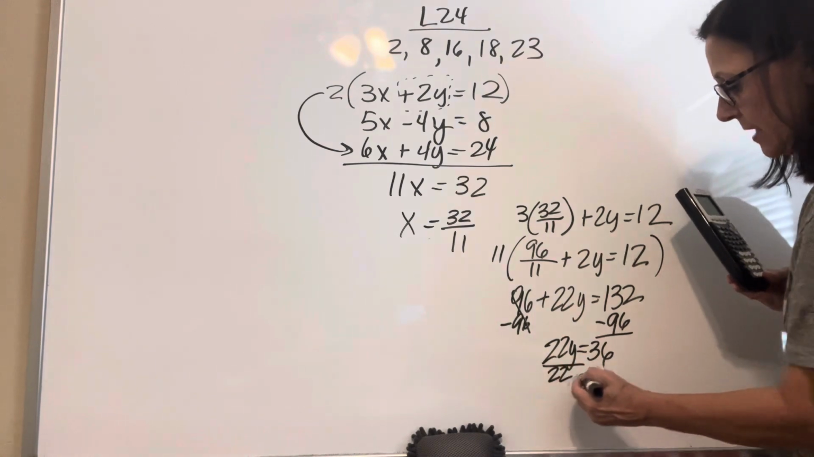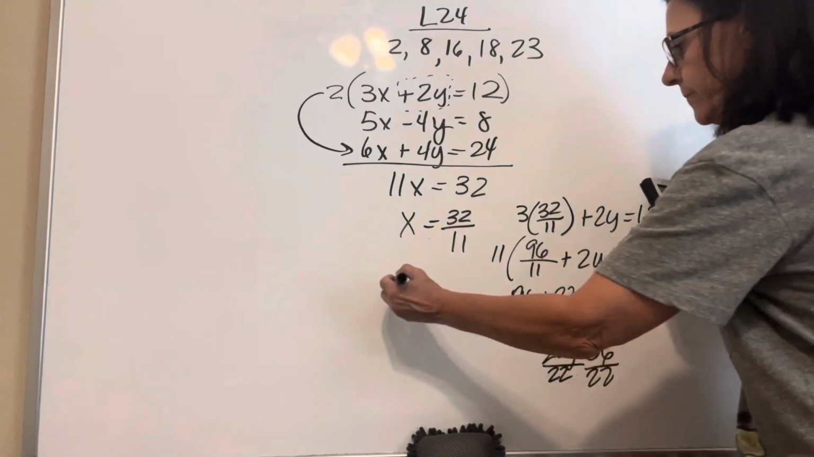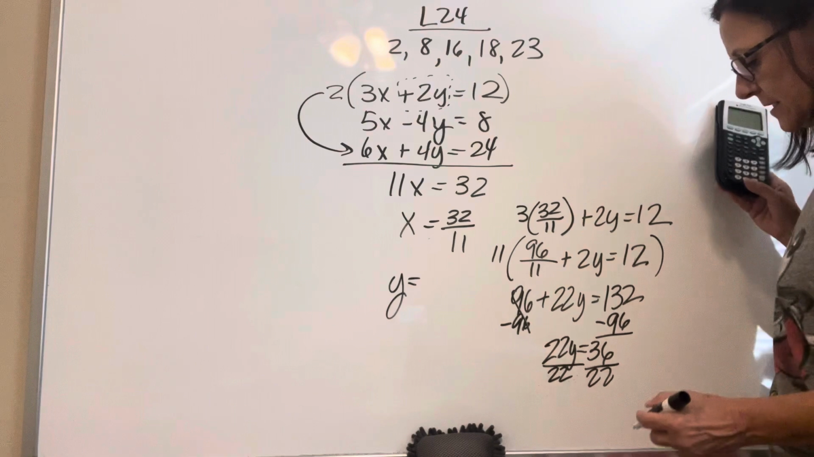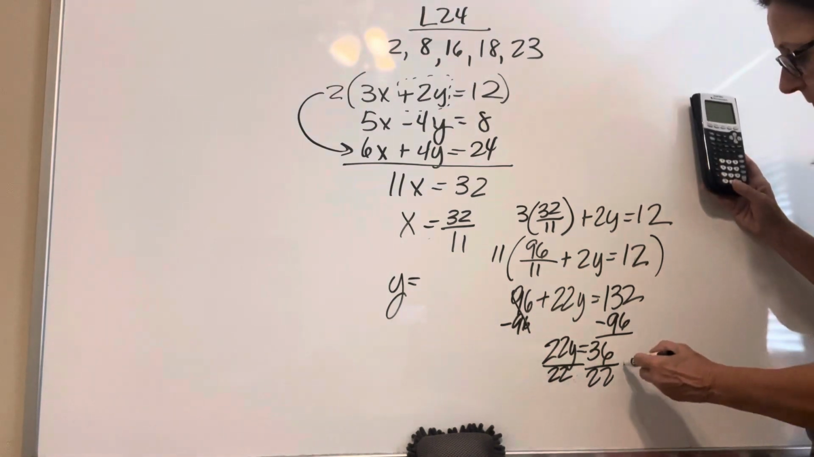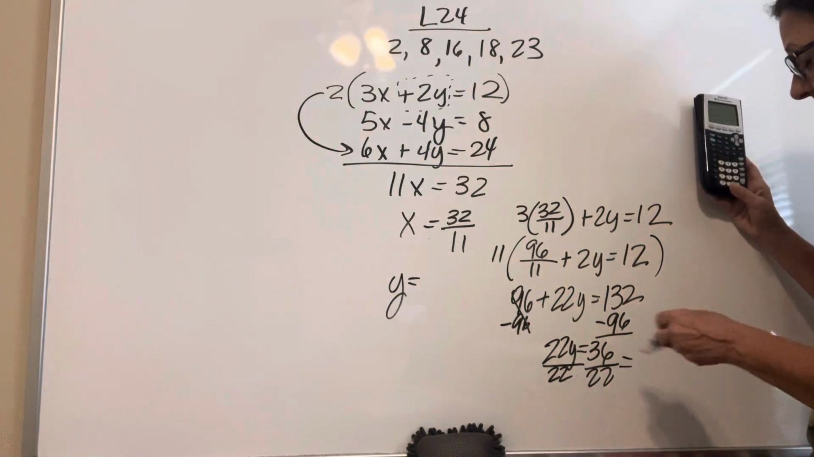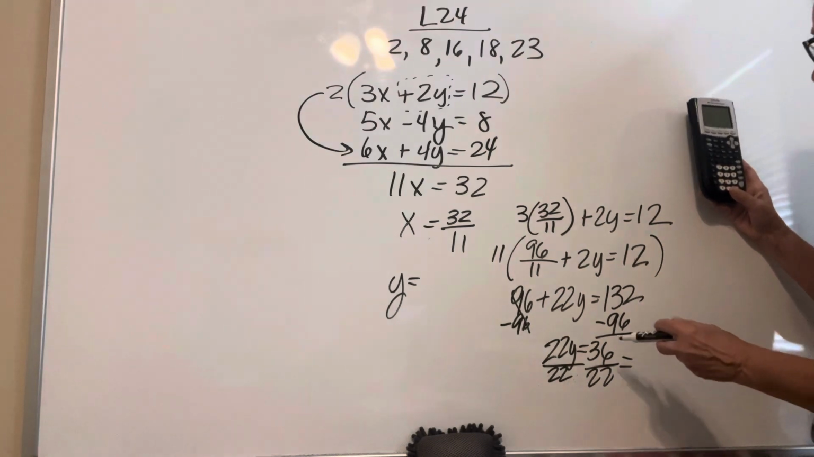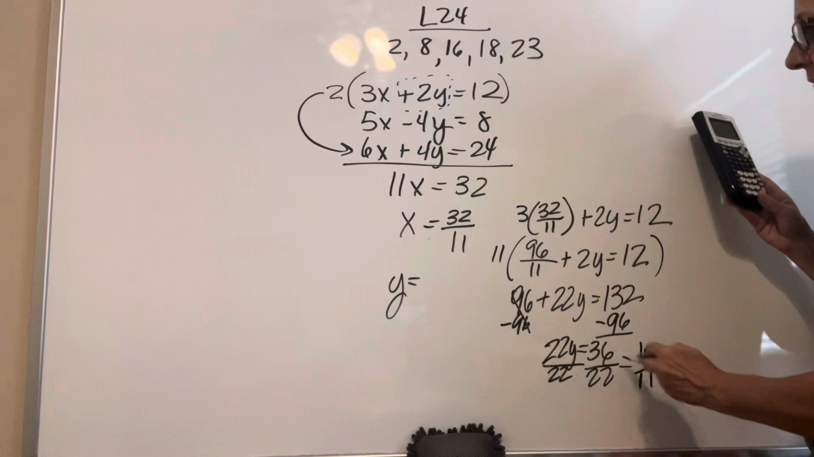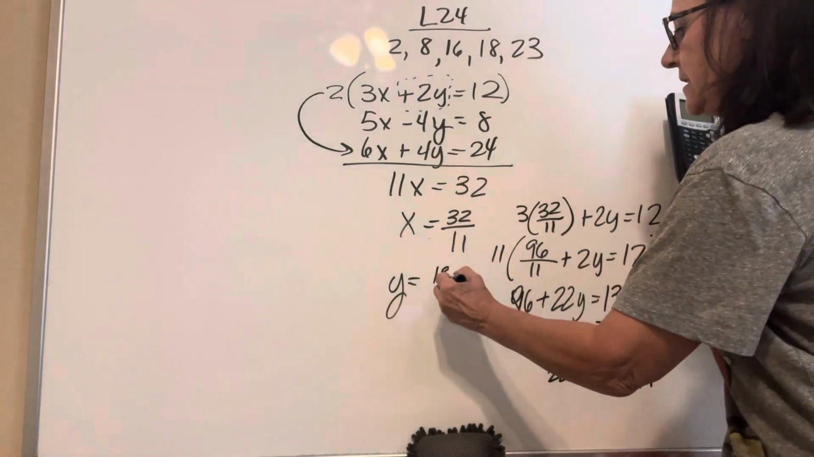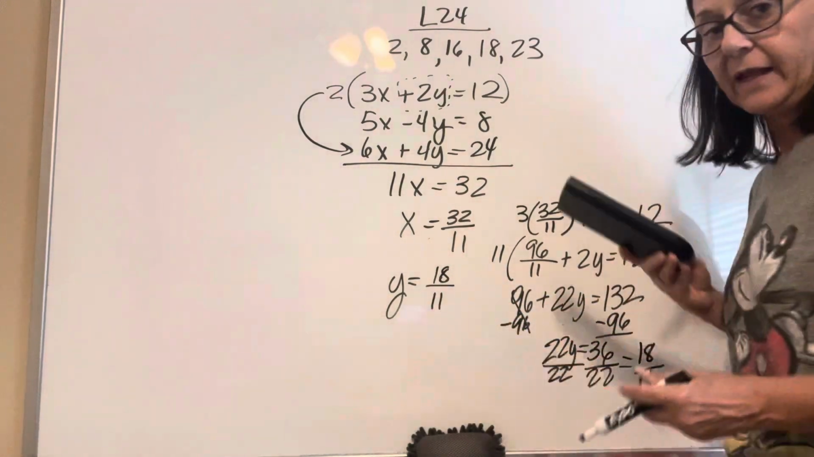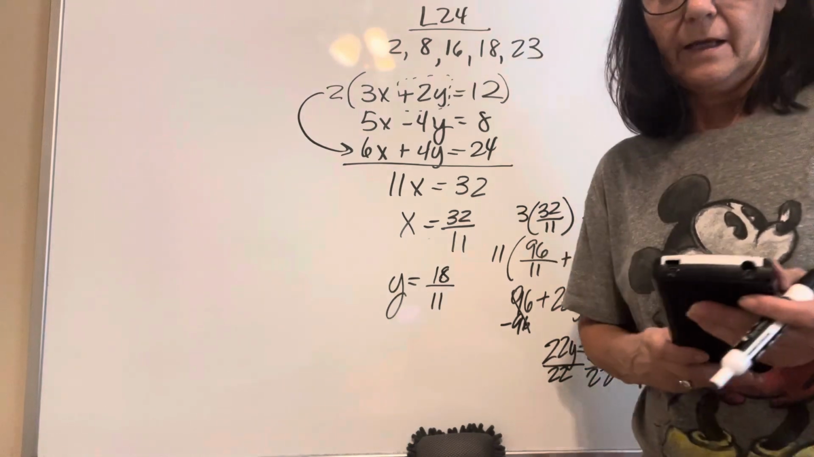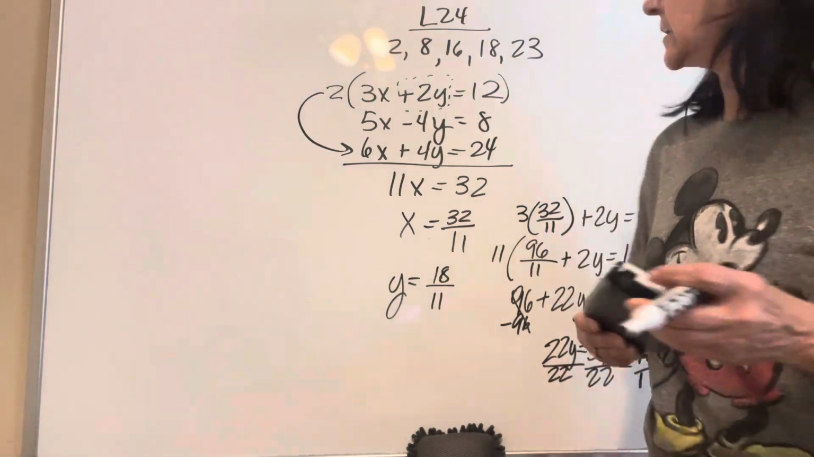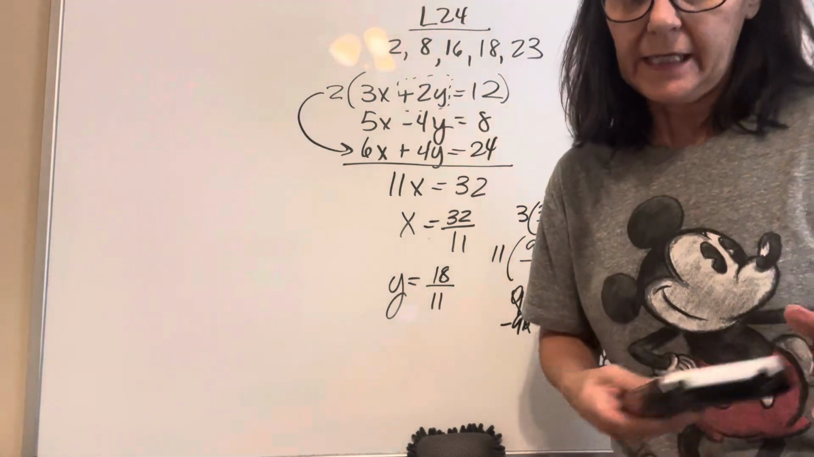I divide both sides by 22. Y is 36 over 22, but I can simplify that. They're both divisible by 2. 36 divided by 2 is what? 18 elevenths. So it's 18 elevenths. And you can write that as an ordered pair. That was number 16.